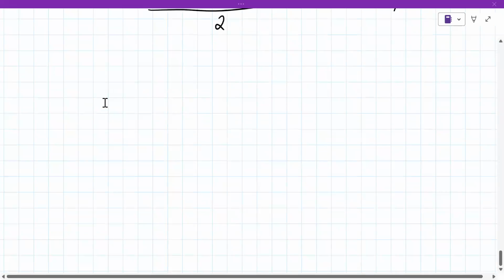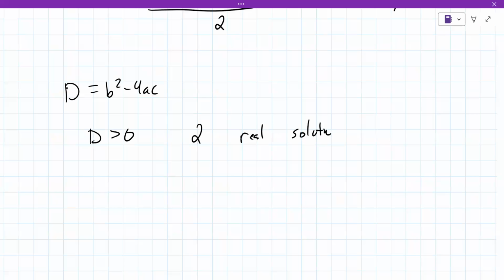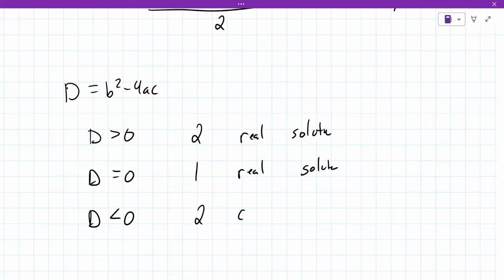Let me quickly remind you that when the discriminant, which is b squared minus 4ac, there are 3 cases. When the discriminant is positive, 2 real solutions. When the discriminant is 0, there is 1 real solution, but it's repeated. And when the discriminant is less than 0, there are 2 complex roots or solutions. You can use roots or solutions in any case here.